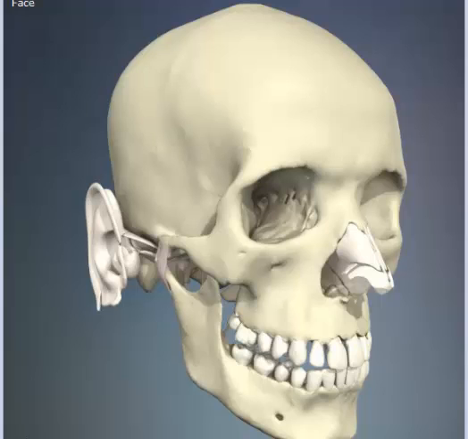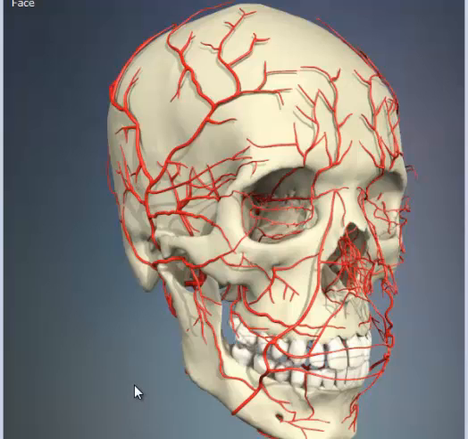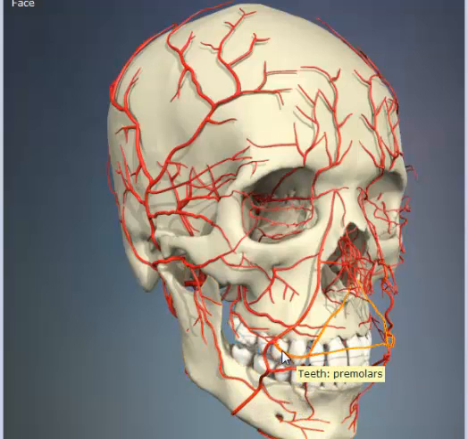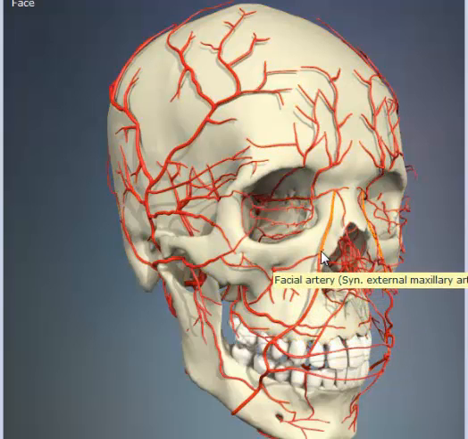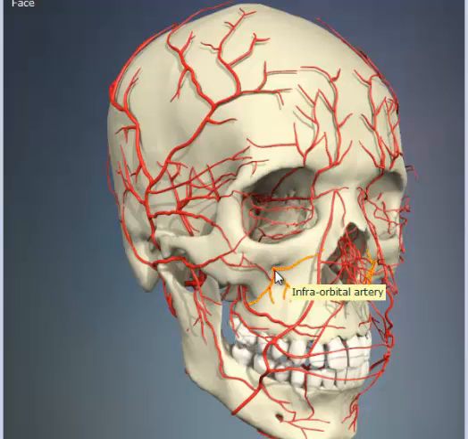Okay, and then next layer is the arteries, which looks kind of scary, but it's not that bad. This is the facial artery down here. And you notice that it comes all the way up and it has a couple of branches that go out towards the lips here and here. And then it keeps coming up here and eventually turns into the angular artery. Okay, so that's a biggie. And then there's this infraorbital artery right there.